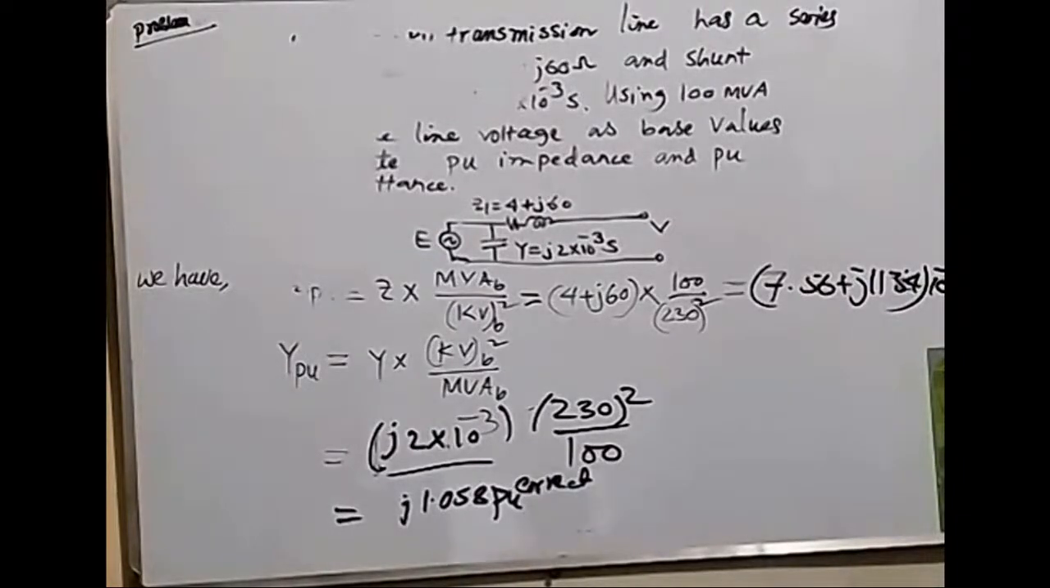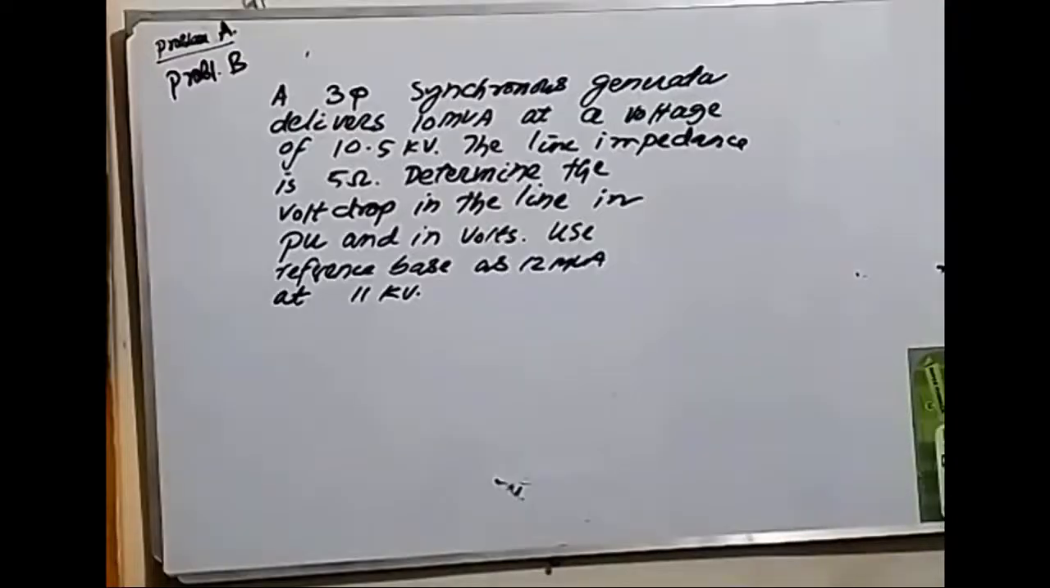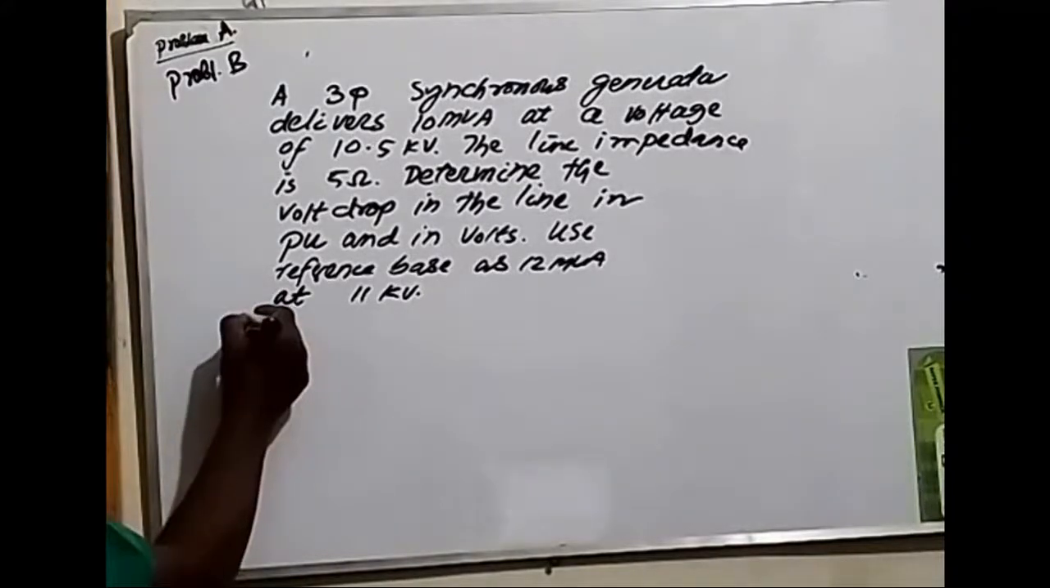But if that kind of problem comes, they may change the data, so we have to understand the calculation. Okay, a 3-phase synchronous generator delivers 10 MVA at a voltage of 10.5 kV. The line impedance is 5 ohm. Determine the volt drop in the line in per unit and in volts. Use reference base as 12 MVA at 11 kV. I am solving that problem.